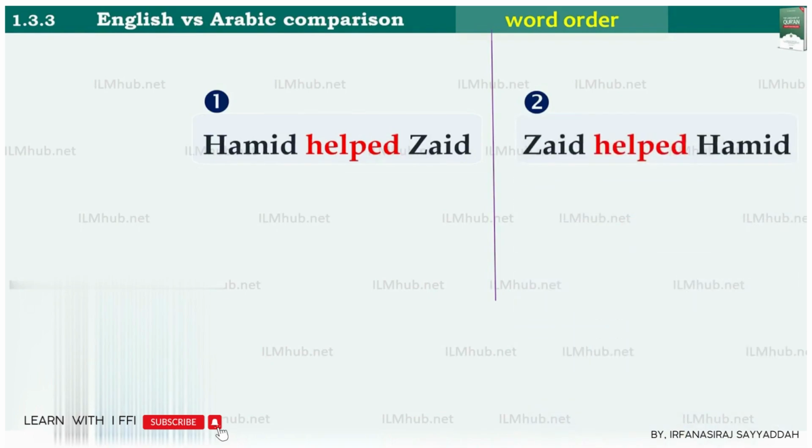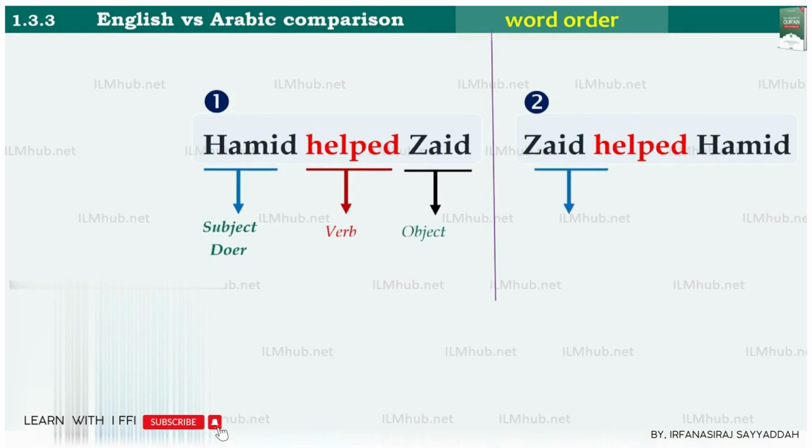Now, as an English speaker, you have no problem easily identifying in the first sentence who's the doer and who's the object. So Hamid helped Zaid. Hamid is the doer, subject or doer, and helped is the verb. And who received the help? Zaid as the object. In the same way, we have Zaid, subject, helped, and we have the object at the end, Hamid.